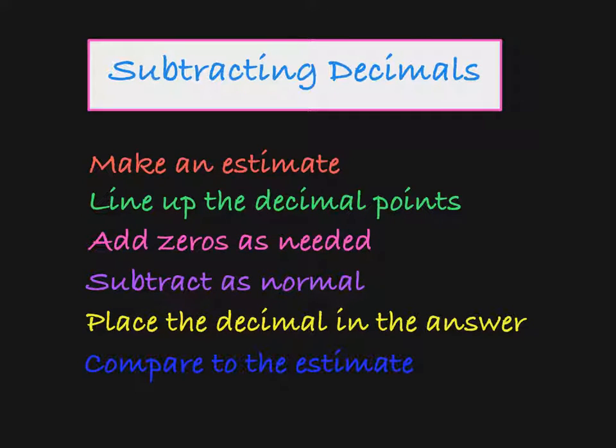So when we're subtracting decimals, first make sure you do an estimate. Second, when you write the problem, line up those decimal points. Add zeros as needed. You can see how I did that throughout some of our example problems. Make sure that you subtract as normal, following all rules that you would have followed without decimals. Be sure to remember to place the decimal in your answer, and always go back and see how your answer compares to the estimate. Again, it's just a guide to help us make sure that we got the right answer.